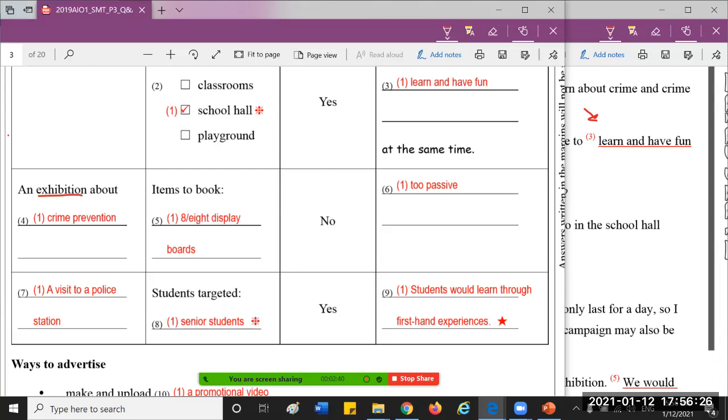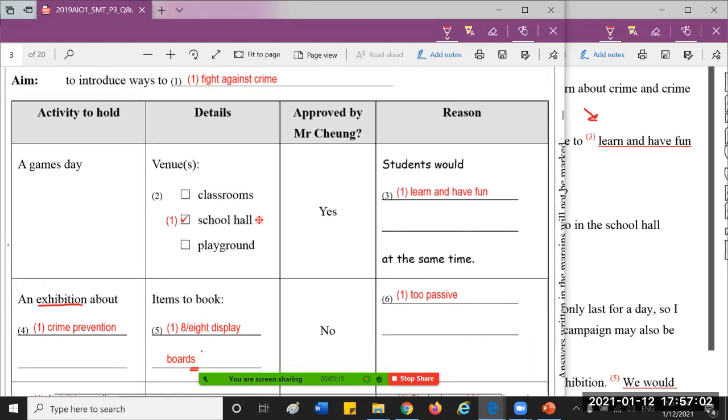Give yourself a tick for number 4, crime prevention. Items to book: 8 can be a number, display boards, but it has to be with S. Did you forget the S again? I'm sorry, if you forgot the S, it is wrong. I would rather be strict than lenient on you now. Otherwise, next year, you think that is not a problem, but then it ends up losing all the points.